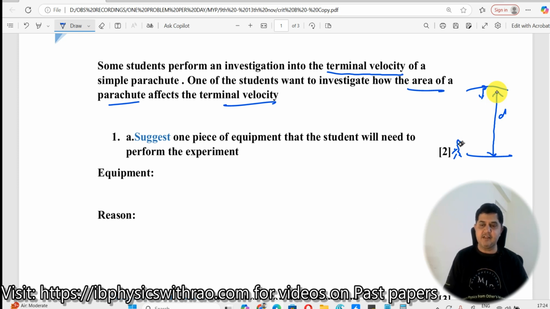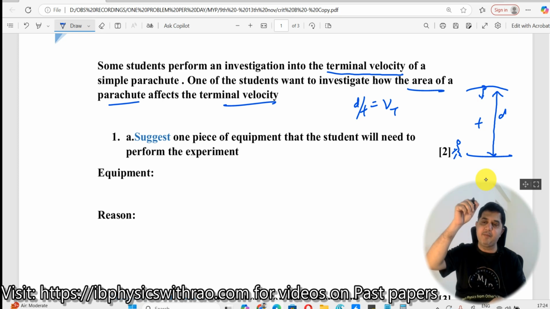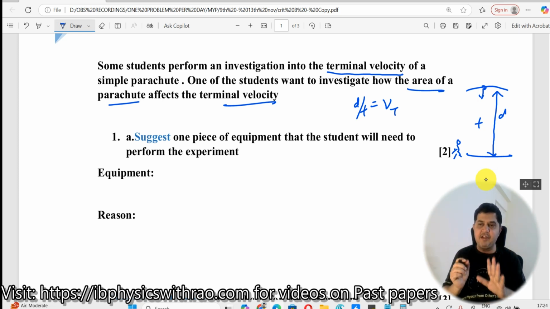The moment it reaches, you calculate the time taken, and then you divide d by t, which will give you the velocity, and that's what you call the terminal velocity. Assuming that the parachute travels with the same uniform velocity throughout its path. So what do you need here? This d is already calculated. Every time you are not going to measure the height. So you are going to measure what?